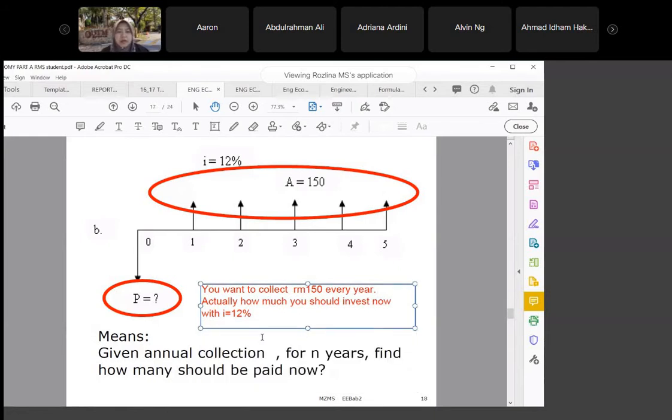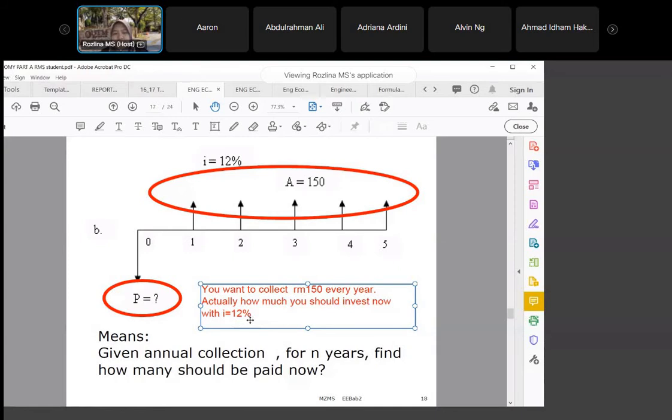You want to collect 150 ringgit every year. Actually, how much you should invest now? It is more understandable, easier to comprehend. Actually, how much you should invest now? And with I, the growth rate is 12%. You want to collect, you have the intention to collect. Every year you want the benefit to be 150 ringgit. So what is the investment you need to pay for the first year here? Not first year, now. Okay, how much you should invest now?